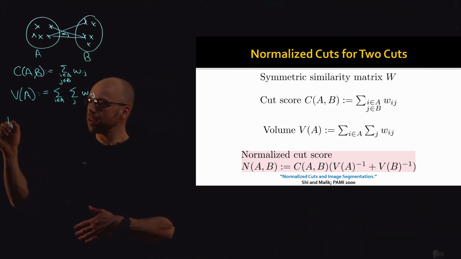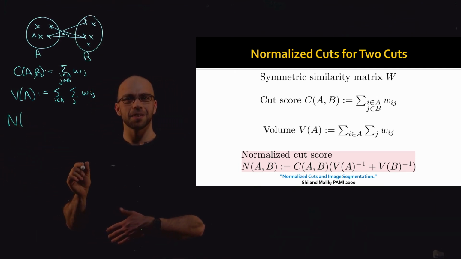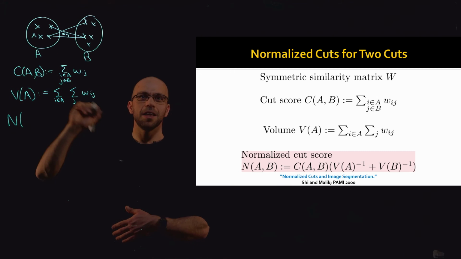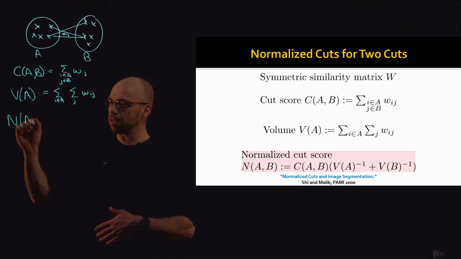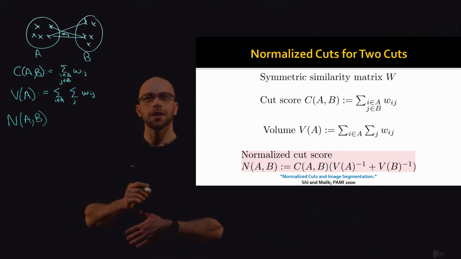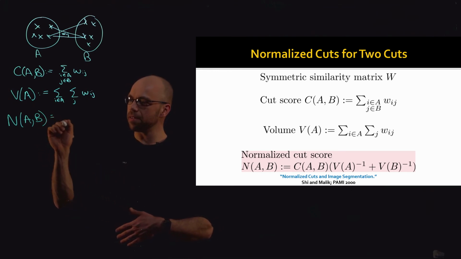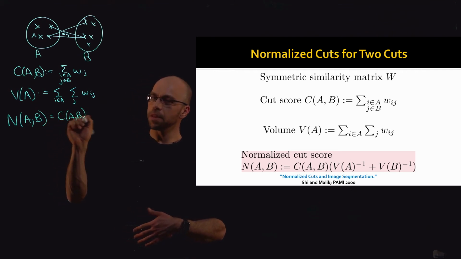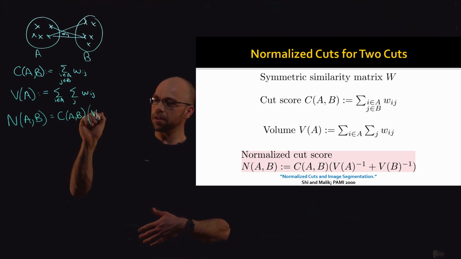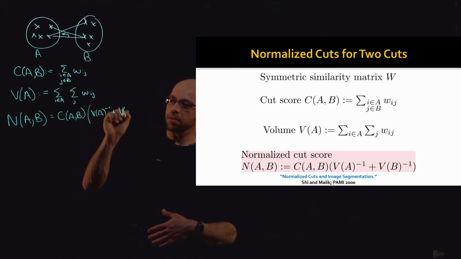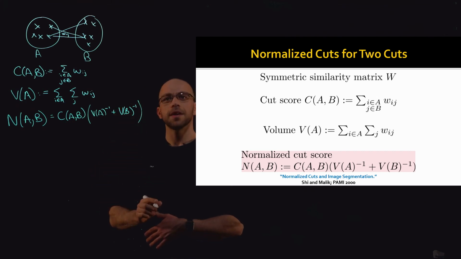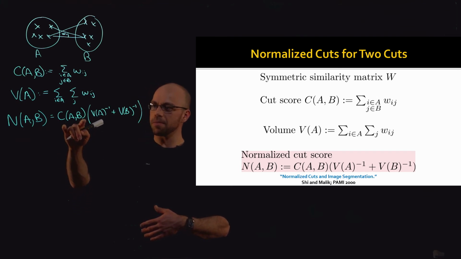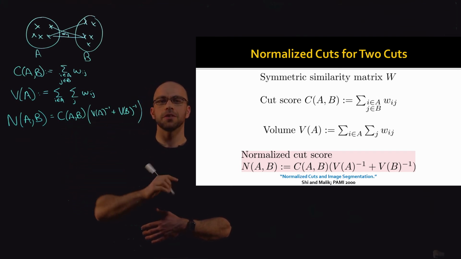And then essentially, in order to get rid of this problem of sets of size 1 or 0, rather than optimizing C, in the normalized cuts model, we optimize something called N, where N of A, B is basically just going to be C with a scaling factor in front of it. So I can write C of A, B multiplied by the inverse volume of A plus the inverse volume of B. So the point here is that essentially, I don't just want the cut score to be small, I want the cut score relative to the volumes to be small.